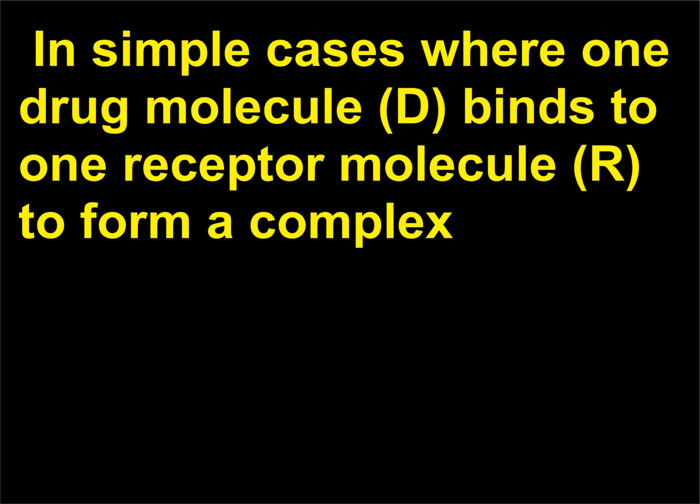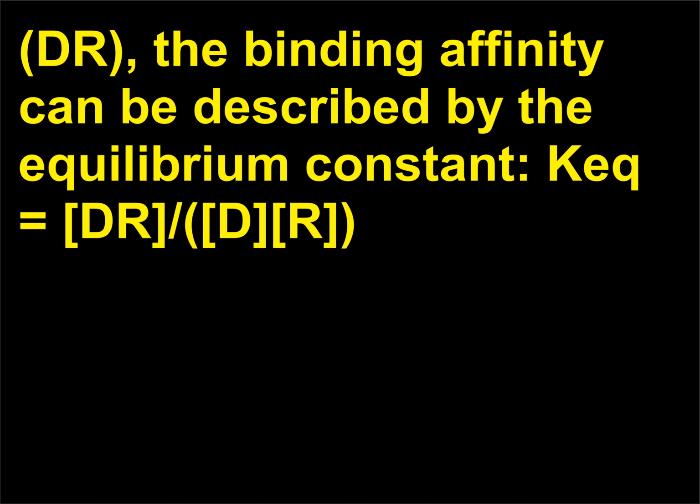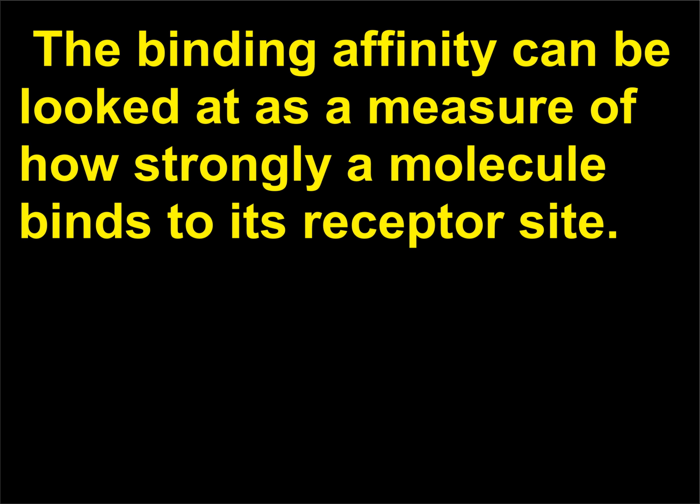In simple cases where one drug molecule, D, binds to one receptor molecule, R, to form a complex, DR, the binding affinity can be described by the equilibrium constant, Keq = [DR]/[D][R]. The binding affinity can be looked at as a measure of how strongly a molecule binds to its receptor site.